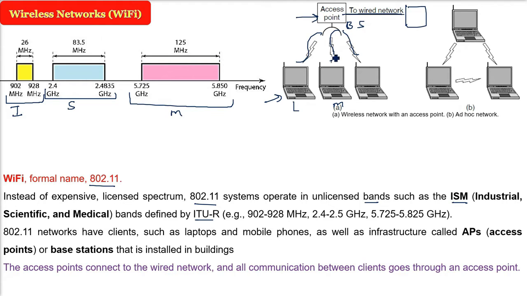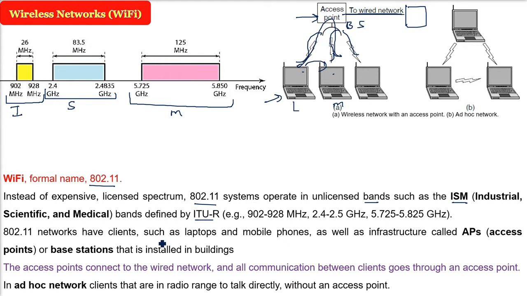They are wired connected. So there is a backbone of wired network, and these clients talk to access points. So the systems have to go through the access point, and only then can they talk. But there are certain ad hoc networks like MANET, etc. If they are in the same radio range, they can talk directly without an access point. This is also possible.